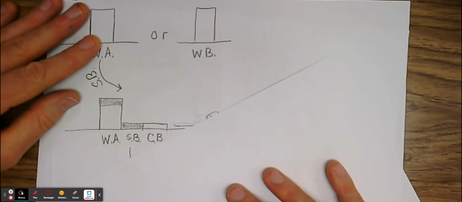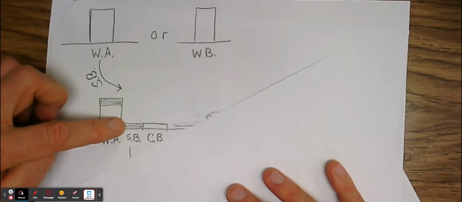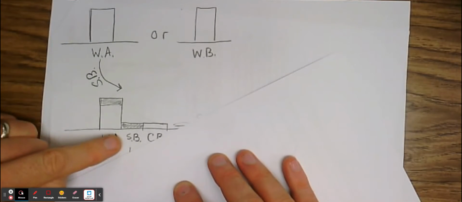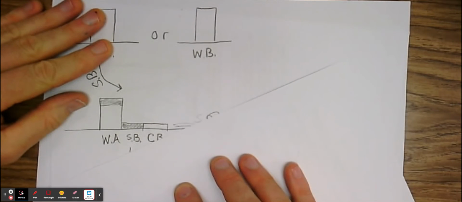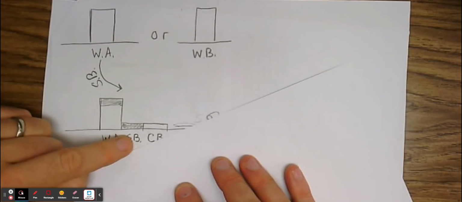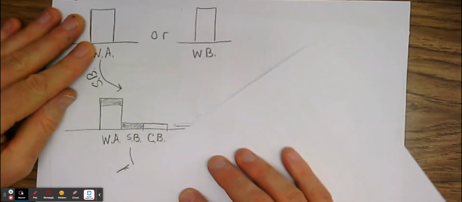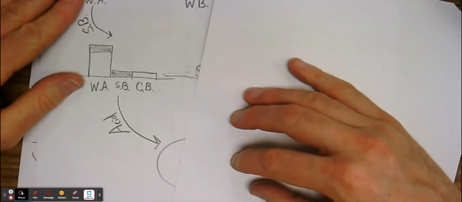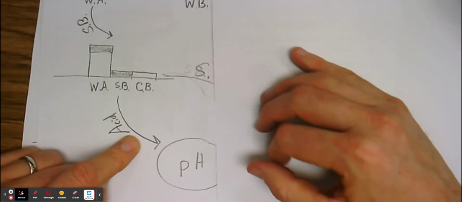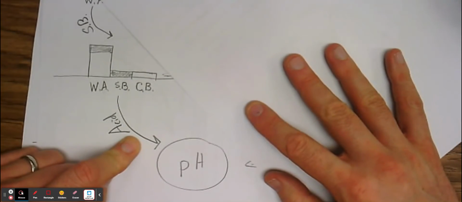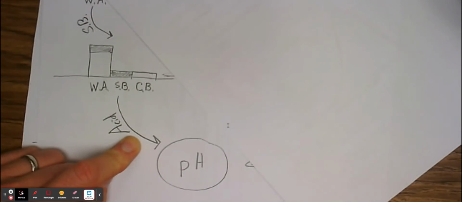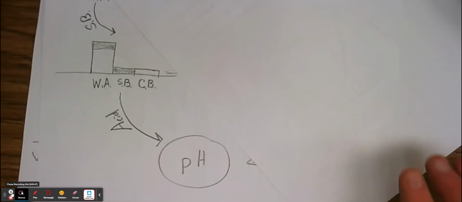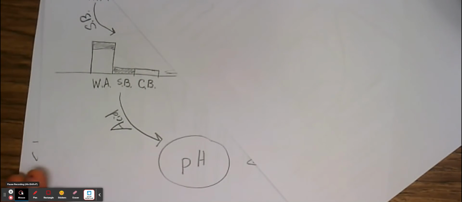So it's going to look like this. I'm going to start making some of my conjugate base. And the gray means I'm neutralizing them. Now, this is still going to be an acid. It's still going to have an acidic pH. And what this means is there's still enough weak acid in the solution to determine the pH.